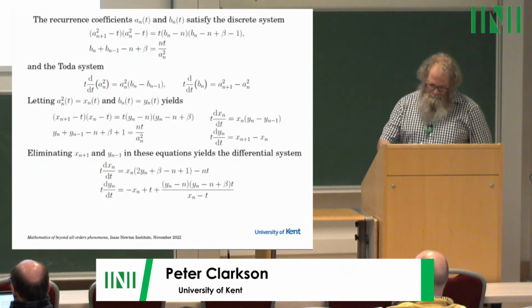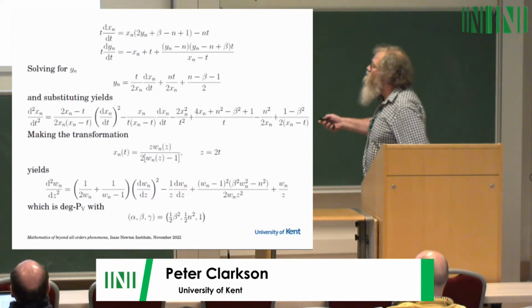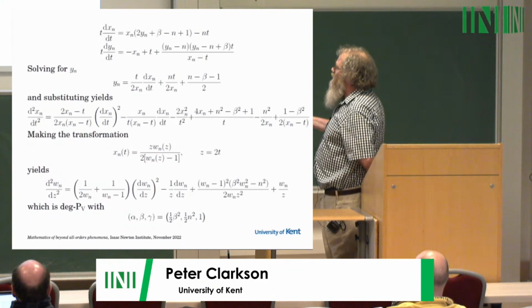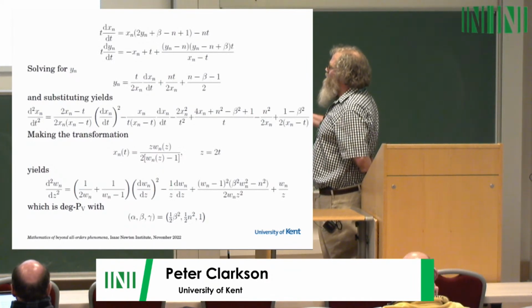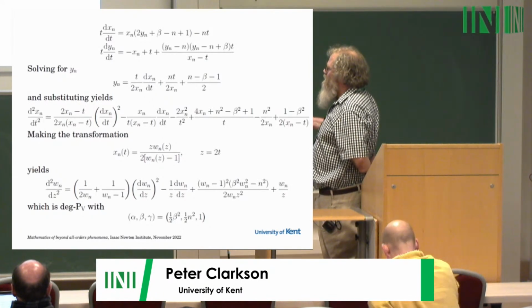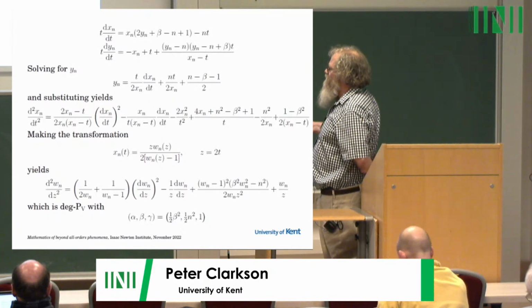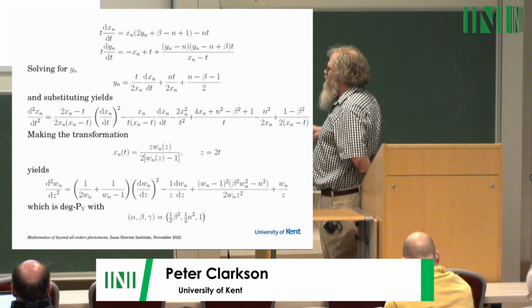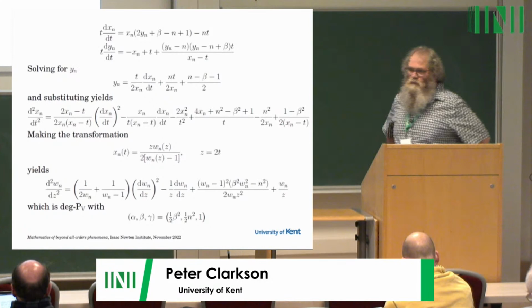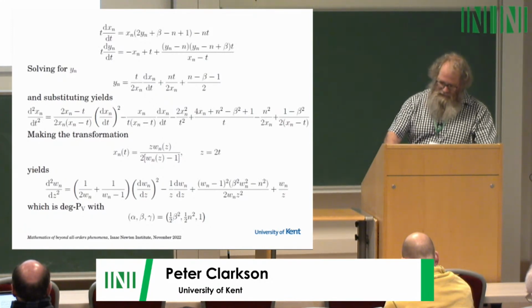And then from here, which I've written down here, you can solve the first one for yn, substitute in, and you get an equation for xn. And that's very similar to one we've already had. In fact, I can make this transformation, which is essentially what I did before, and get myself down to the degenerate Painlevé V. So you can actually then get the solutions.